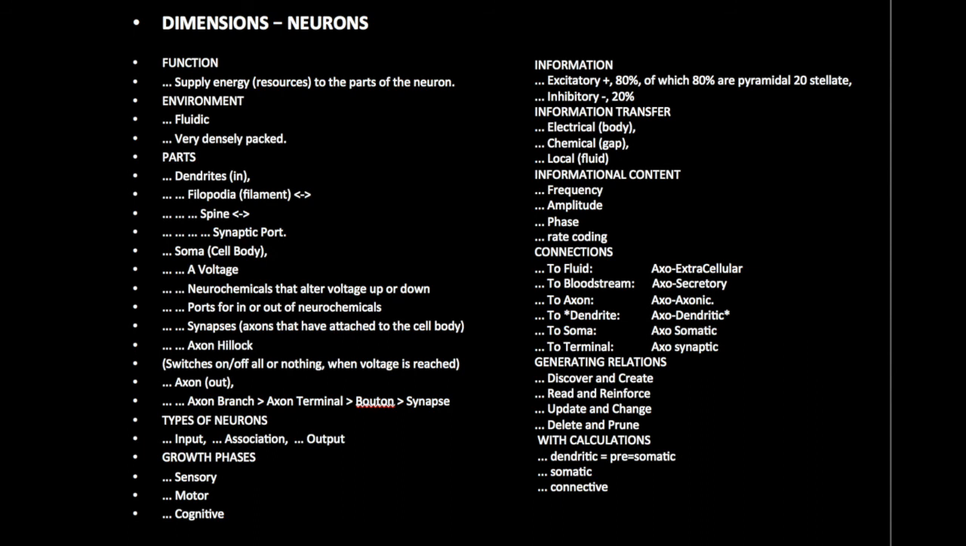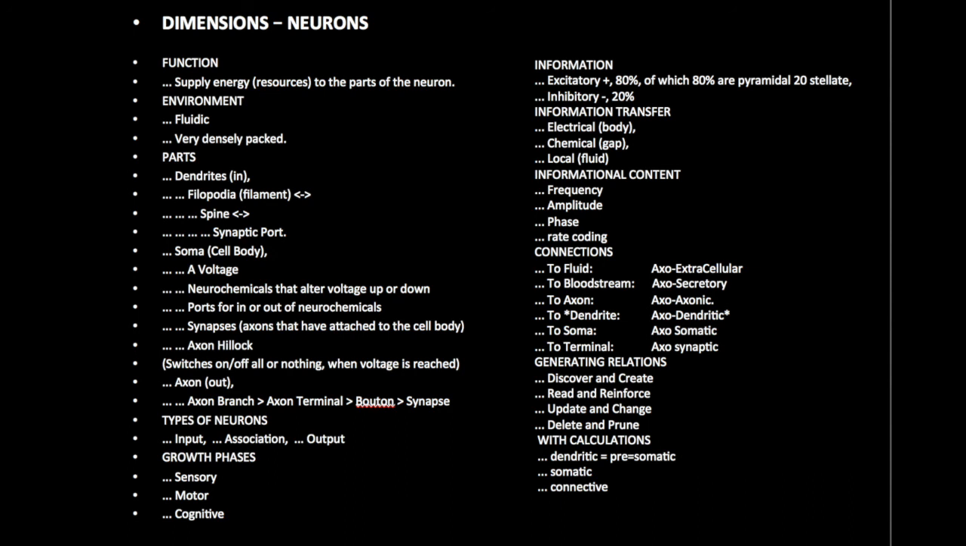So let's cover the dimensions of neurons. First, we have the environment, which is fluidic and very densely packed and spatial. They're very densely packed in a fluidic environment full of chemicals that are constantly moving around and serving as resources. They have parts, those dendrites in and out. They have filopodia or filaments, which grow into spines, which make available and can make a synaptic port. They have a soma or cell body, a voltage. They have neurochemicals that alter that voltage up or down. They have parts for in and out of these neurochemicals. They have synapses, axons that have attached to that cell body. And they have an axon hillock, which switches on or off, an all or nothing, when voltage is reached. They have an axon, which is the output, and the axon has branches, terminals, boutons, and synapses.